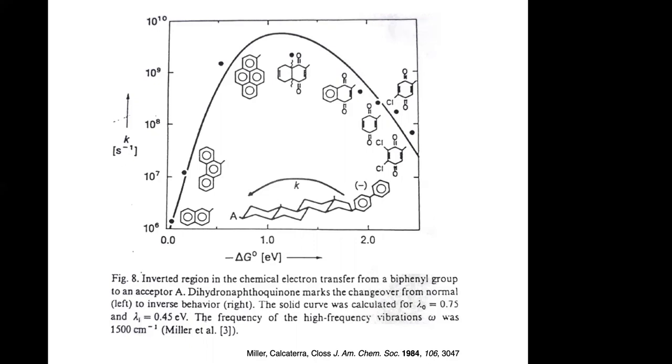All right, well, so that was a really key experiment. And after this, later, it was shown by Harry Gray and others that this inverted region could also exist for outer sphere transition metal complex reactions.